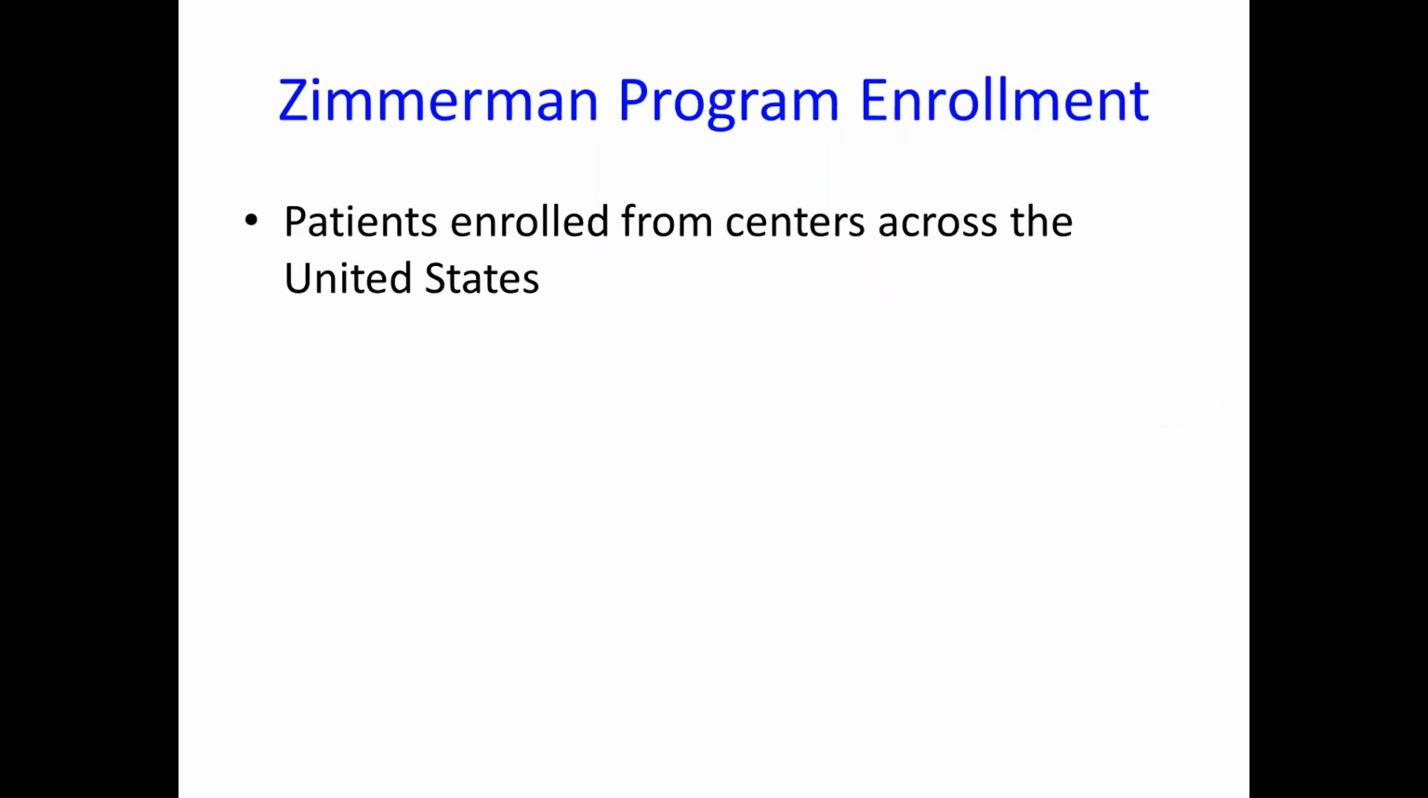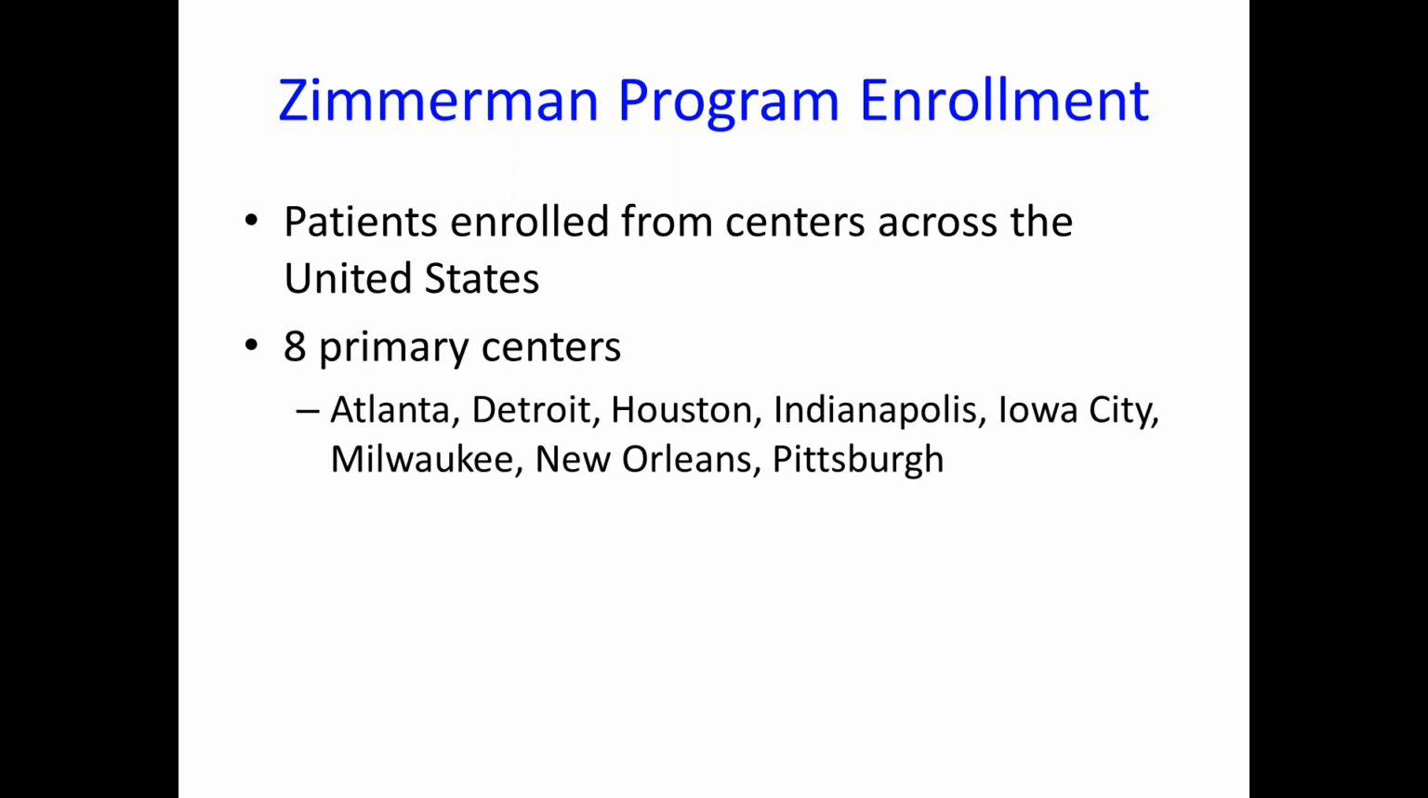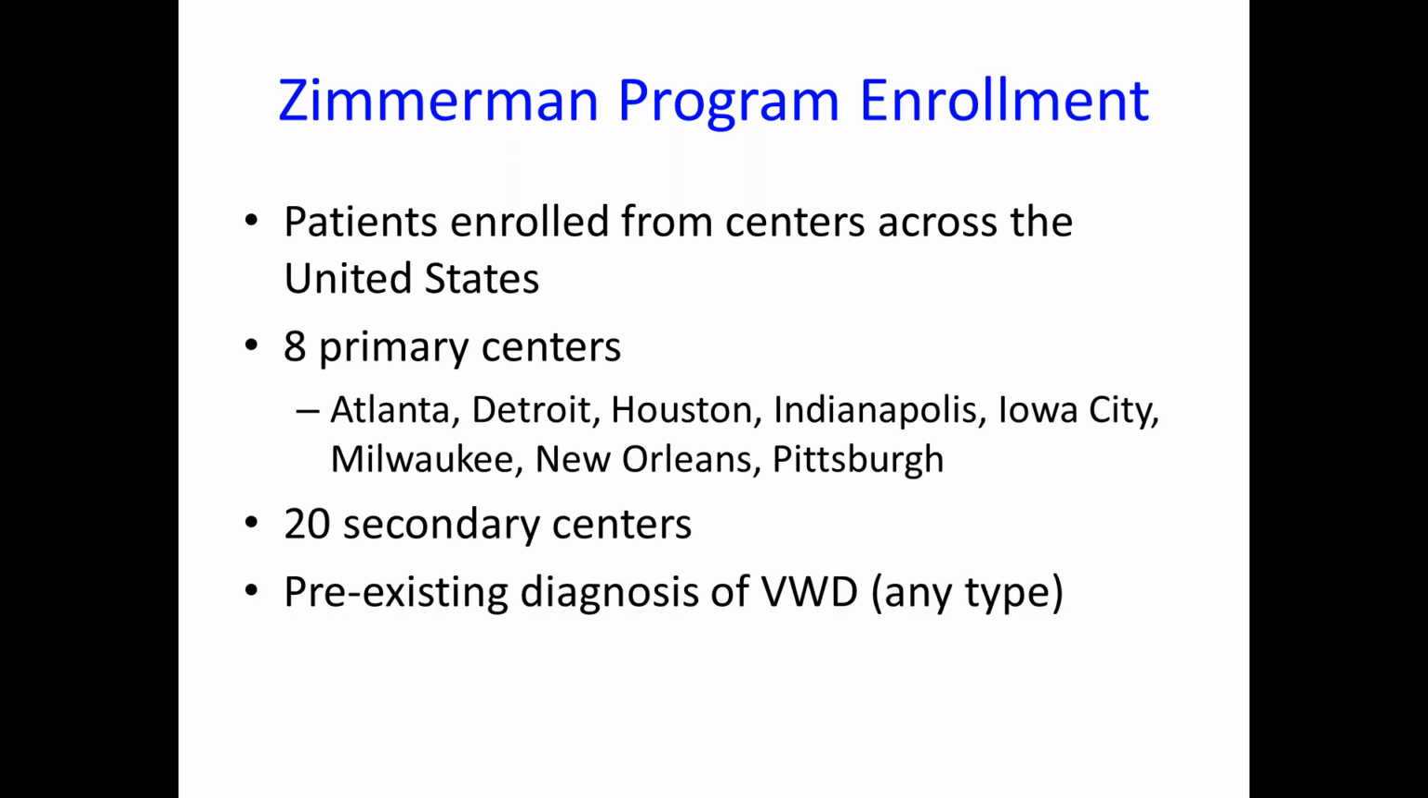So I want to show you our data from the Zimmerman program. This is a NIH-supported program project grant where patients were enrolled from centers across the United States. And I've listed the primary centers, of which Atlanta very kindly was a primary center, along with the other ones listed here, and 20 secondary centers across the U.S. The patients enrolled had to have a pre-existing diagnosis of von Willebrand disease, although this could be any type, and central laboratory testing was then performed when the patients returned to clinic after their diagnosis had been made. So sometimes fairly short after the diagnosis had been made. Some of these were patients that had been diagnosed many years ago. And the samples were all run at the Versity, or formerly Blood Center of Wisconsin, Hemostasis Laboratory.